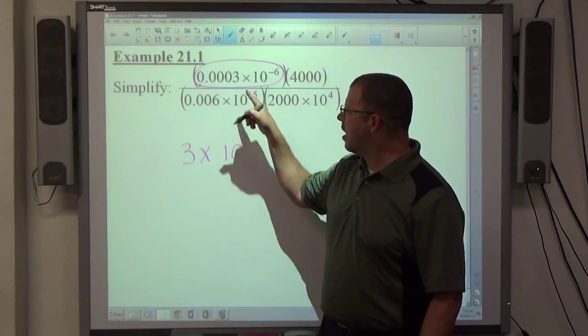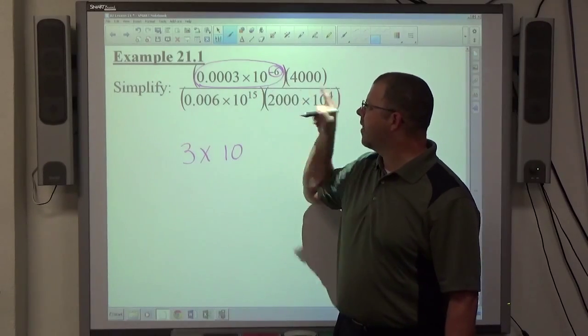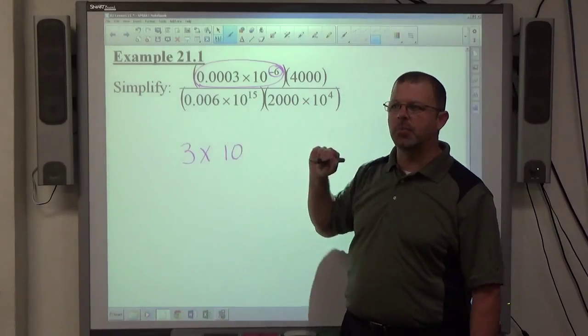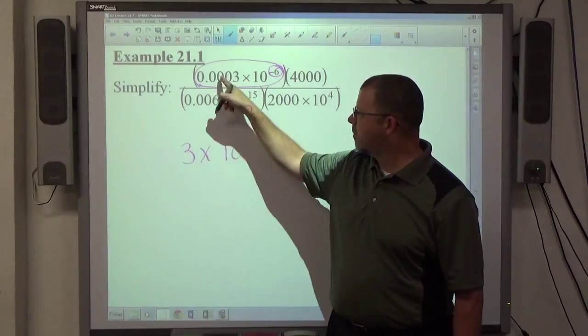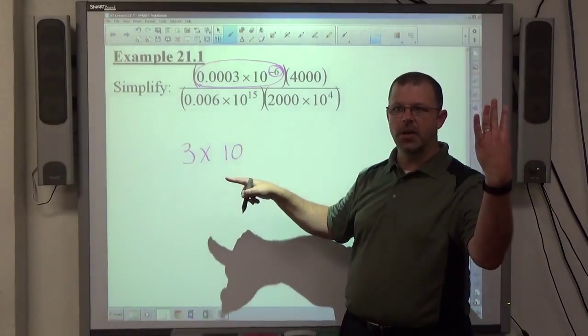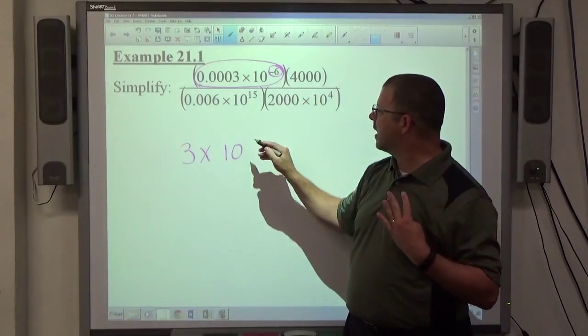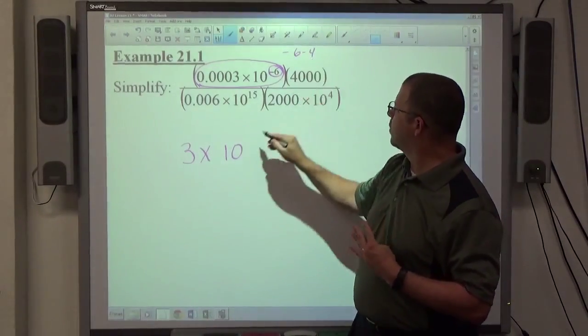What I have to ask myself about this number, how I'm going to modify that number based on how I've modified this number is, did I make this number bigger or smaller? So what did I do? Bigger. I made that bigger by 4 decimal places, right? Yep. So I have to make this smaller by 4. Negative 6 minus 4 is equal to negative 10.